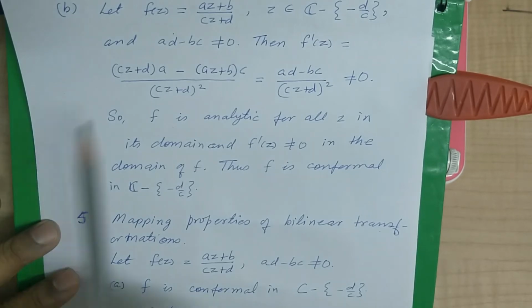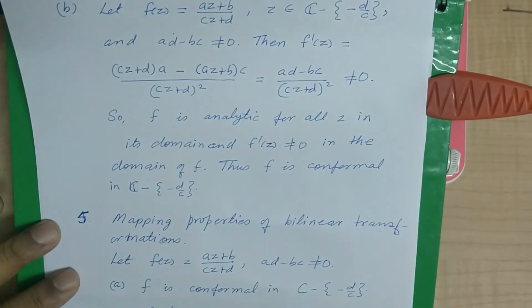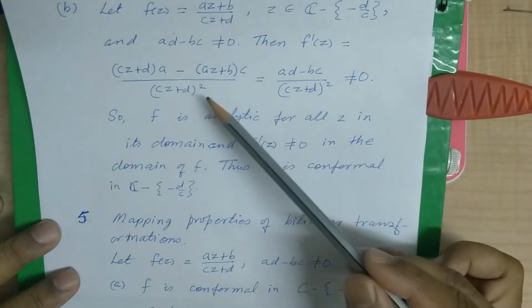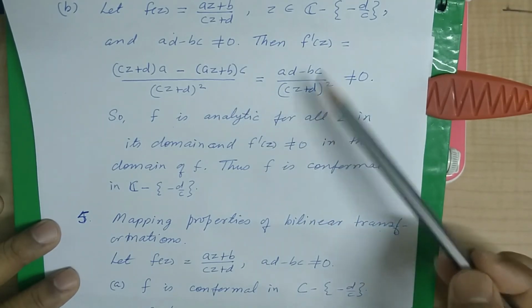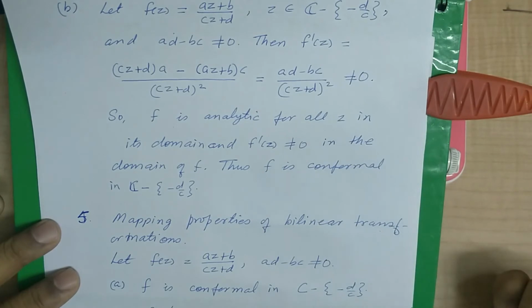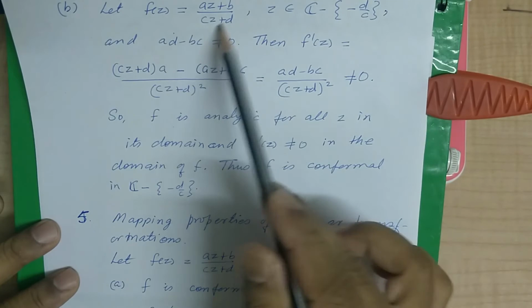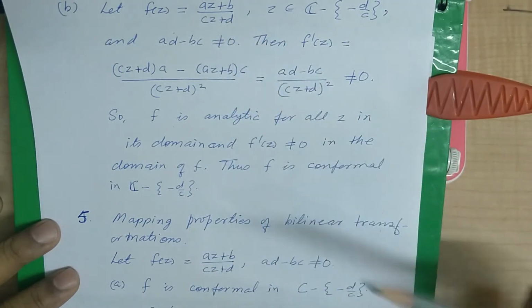So f is analytic, which is already known to us, at all points except minus d by c. And because of this calculation, f dash z is not equal to 0 anywhere in the domain, right? So such a map preserves angles. Such a map is conformal.